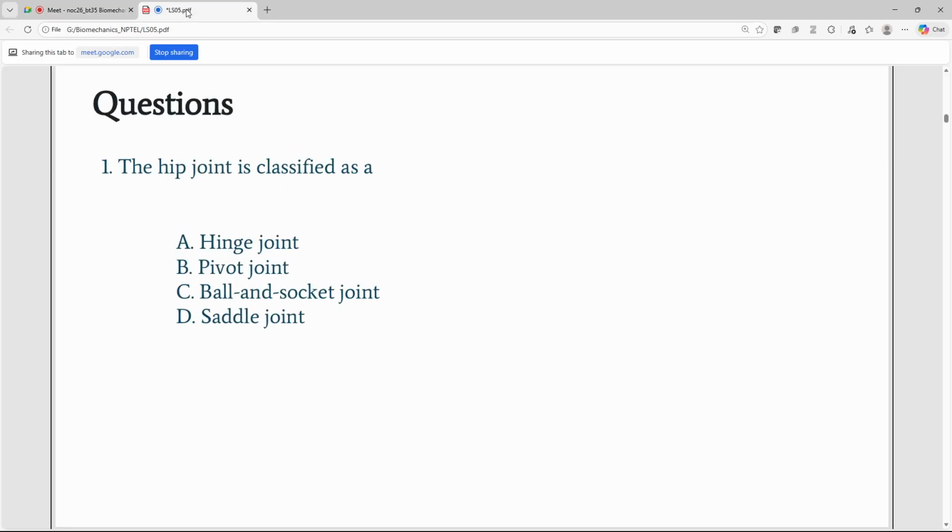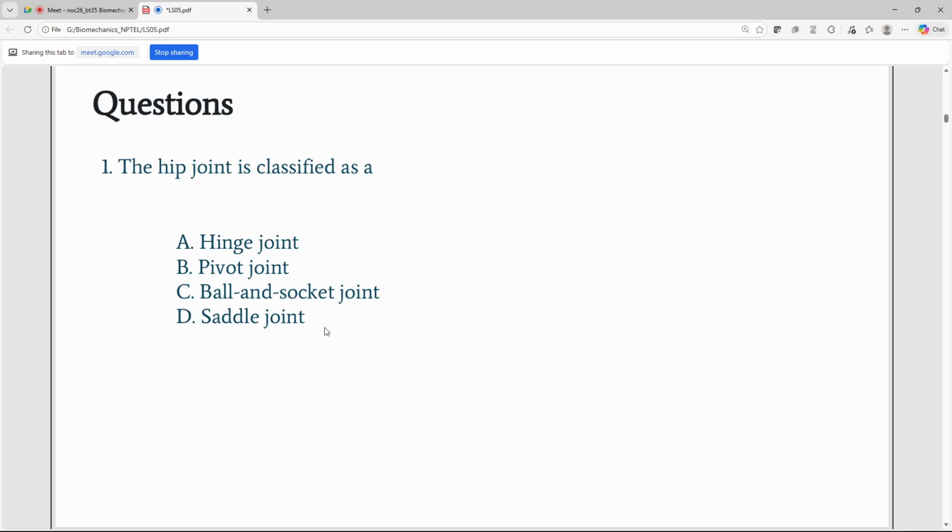Okay, we will start with our questions. I will read out the questions and give some time for you to think and recollect what you have watched in the videos. Try to answer the questions. Don't worry if it is right or wrong. If it is wrong, you can correct yourself from here. So let's start. First question: the hip joint is classified as a dash. Options are: A, hinge joint; B, pivot joint; C, ball and socket joint; D, saddle joint. Easy question to start with.